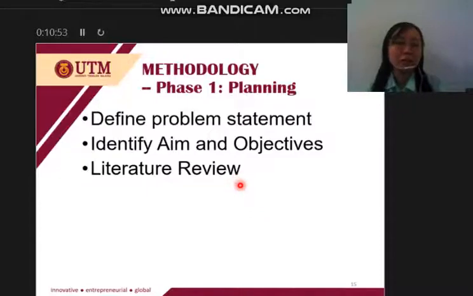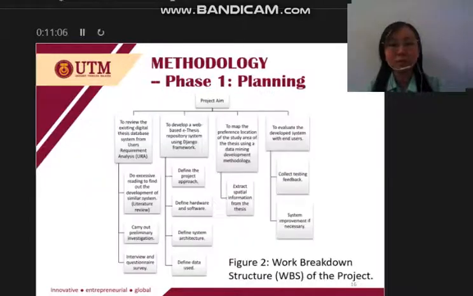In phase 1, the first thing to do is to define the problem statement, identify the aim and objective of the project, and then do extensive reading for literature review. The project activity is identified using work breakdown structure. The details will be discussed in the coming slide.